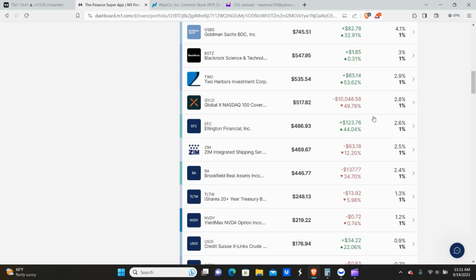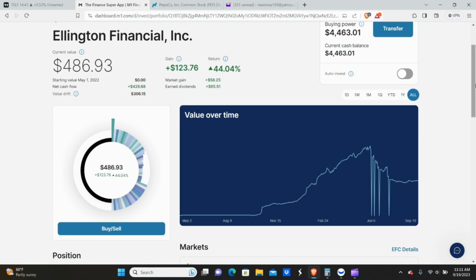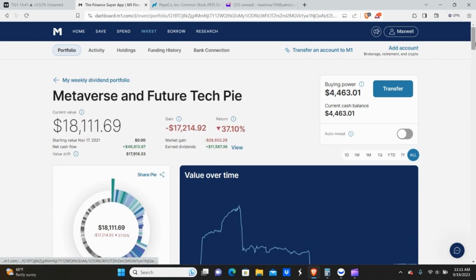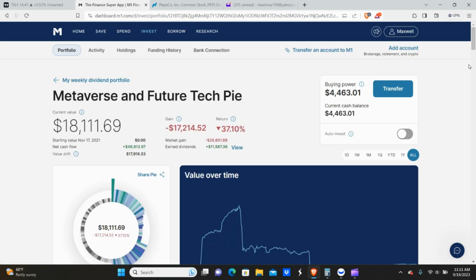And another one, again, is the EFC. We've done this with the EFC as well. You can see we're up a lot on this position, 44%. Another good position we just recently did this on was GSBD. This is another one.